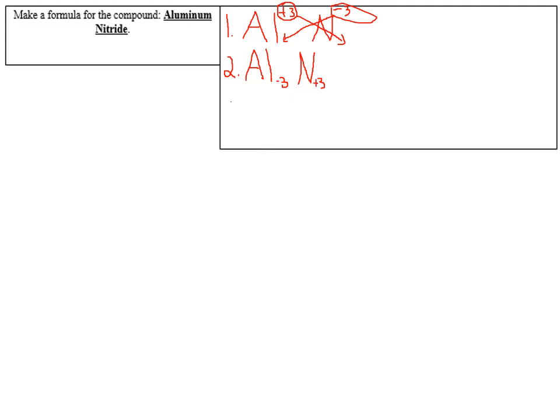I remove the charges to tidy up, remove the symbols for the charges, sorry, the minus and the plus. So Al3N3. Now our final step is to reduce. You want to get the simplest ratio between the ions here. So what you do here, for example, is I can divide this by 3 and this by 3. And so my final answer is going to look something like this.